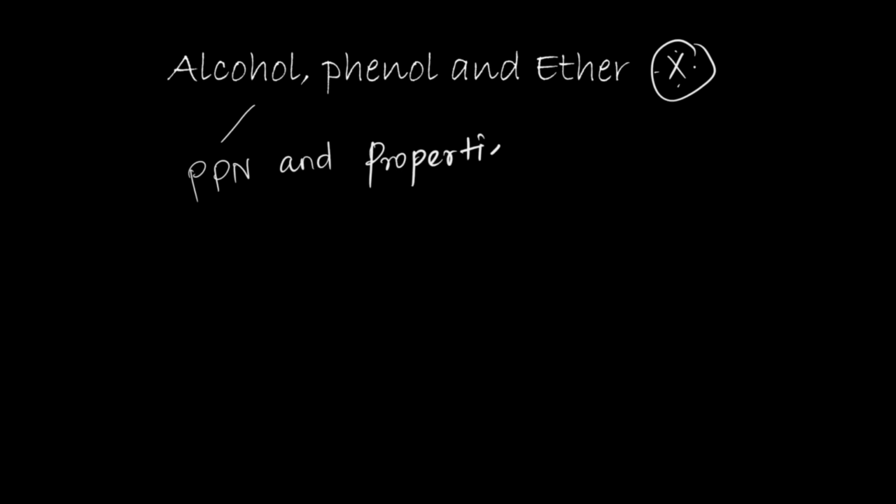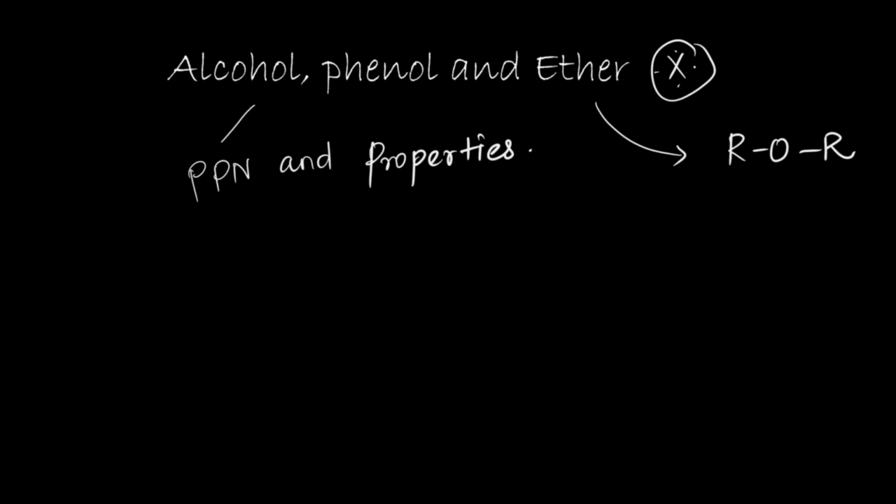So we very well know about alcohol, that is having an OH group in it, phenol, which is C6H5OH, an aryl benzene ring with OH, and then ether, which is having a separate functional group of ROR, R meant for alkyl. So let's start with alcohols.